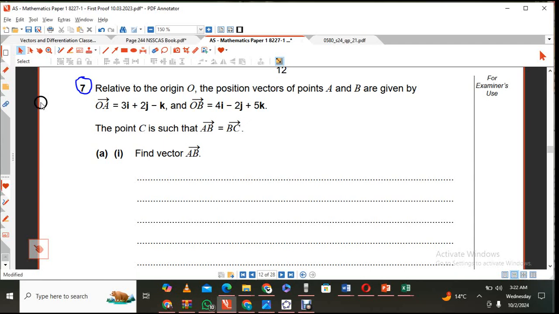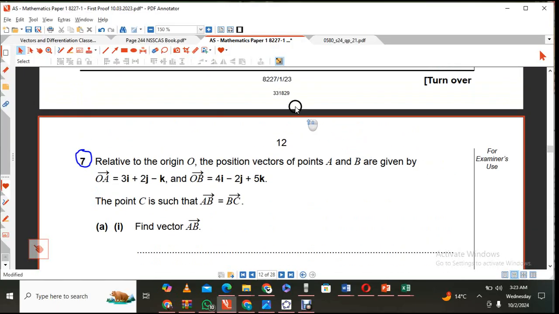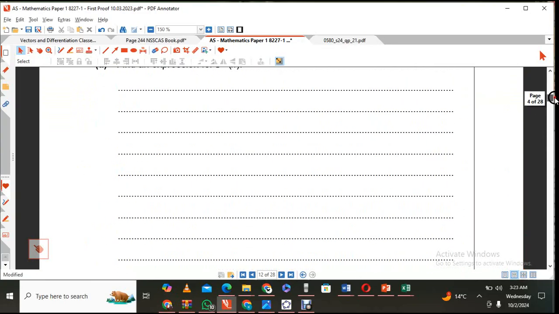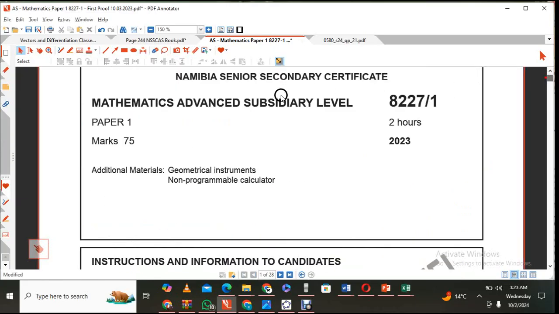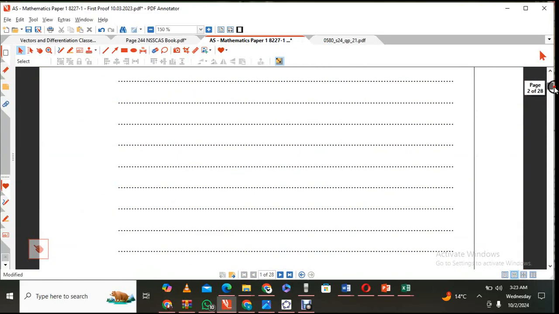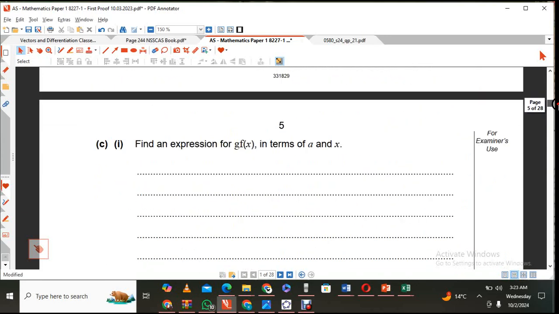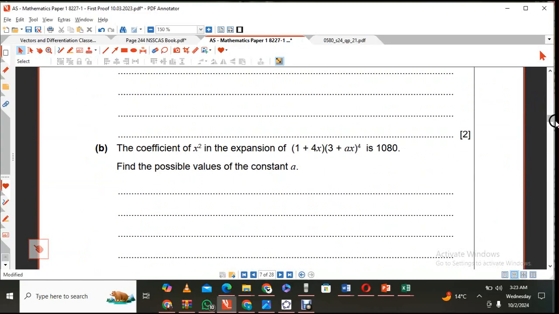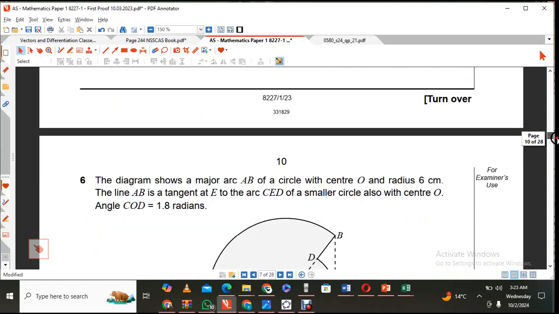So I am doing question 7. This question is taken from last year 2023's paper that was written by the AS level learners or candidates in Namibia. So this is also information that can help so many of you as you prepare for the upcoming examinations. Since I'm busy with vectors, I thought let me do the question of last year that was based on vectors. So this is paper 1, question 7.